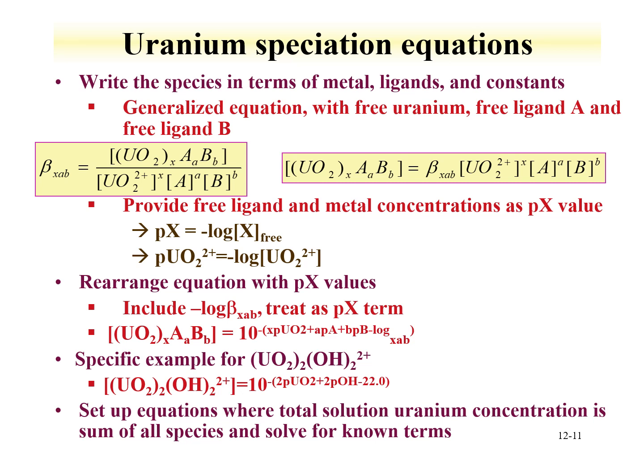To solve for the speciation, what one needs to do is write all the species in terms of free metal, free ligands, and the constants. As an example, we have a generalized complexation constant here for a uranium with ligand A and ligand B that's formed from uranyl, so free uranium, free ligand A, and free ligand B. The complexation constant is written as this XAB because this tells me how many uraniums, how many ligand A and ligand B there are involved in the complex.